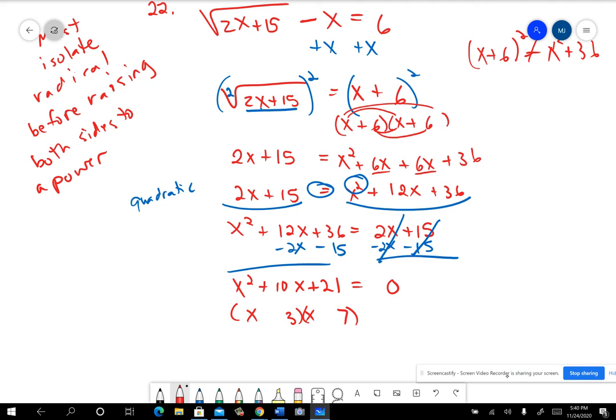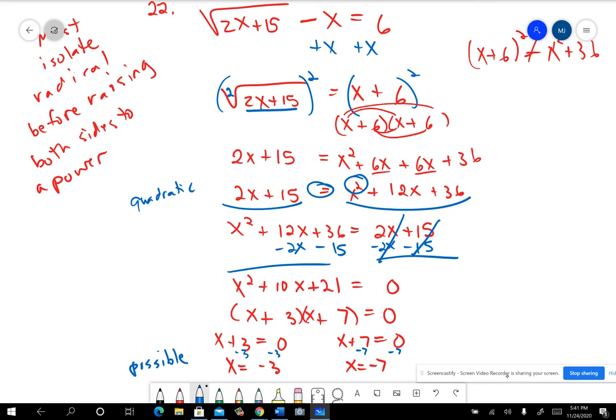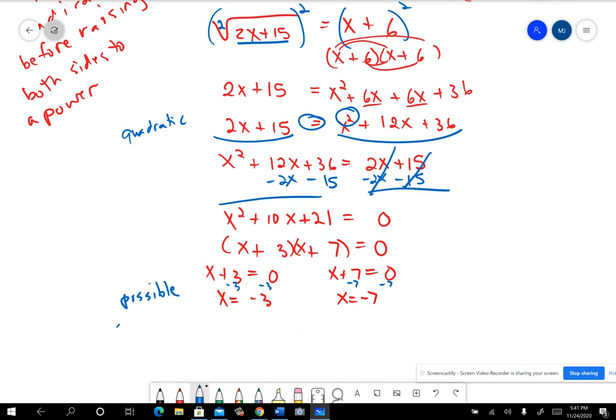It does factor into x plus 3 and x plus 7. Then I'm going to set those factors equal to 0. Okay. And I'm going to get two answers, -3 or -7. Okay, subtract 3 here, subtract 7. And those are two answers. Those are my possible solutions. Just for now, all we know is that they're the possible solutions.